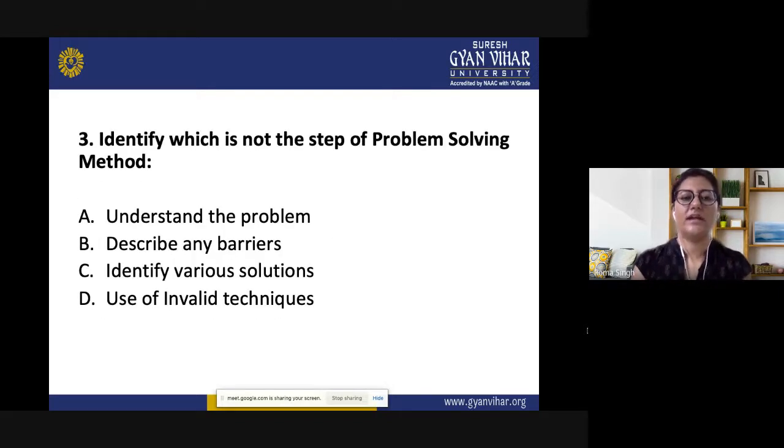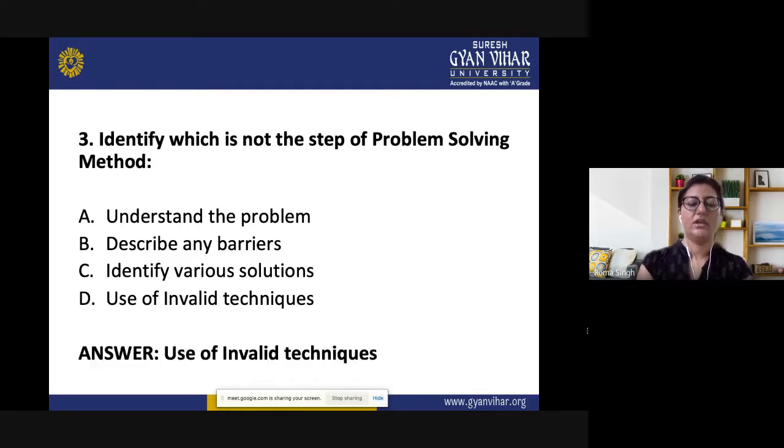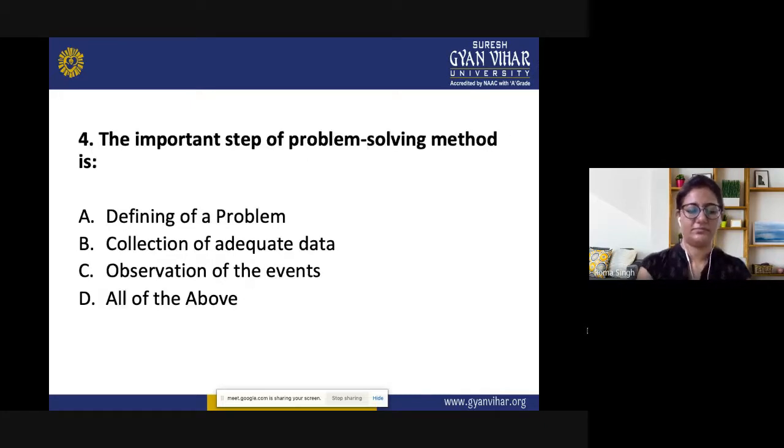Next question is, identify which is not the step of problem solving method. So we have gone through various steps of problem solving method, and the options are understand the problem, describe any barriers, identify various solutions, or use of invalid techniques. So the answer is use of invalid techniques, as the first three are the steps of problem solving method, and this is not the step of problem solving method, that we use invalid techniques which are not valid for us.